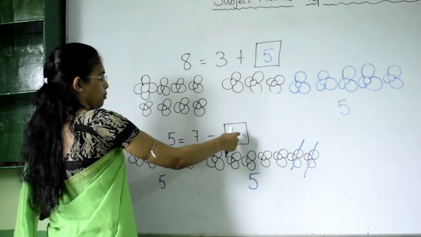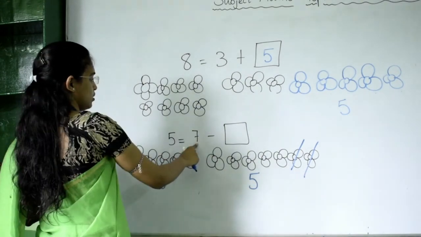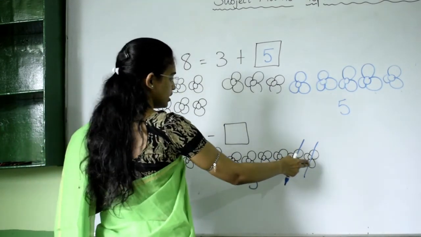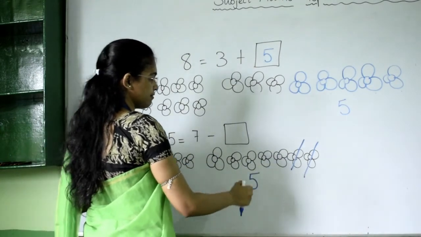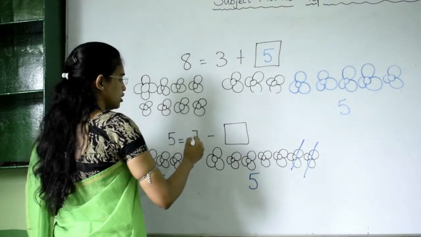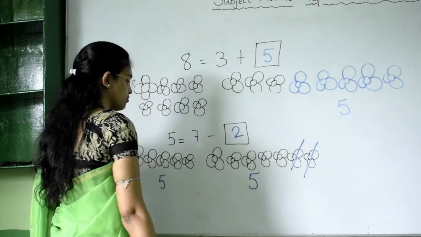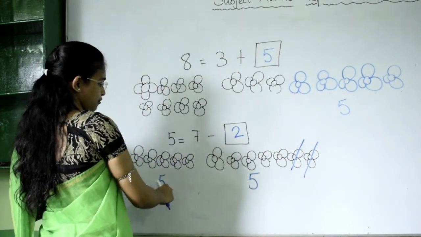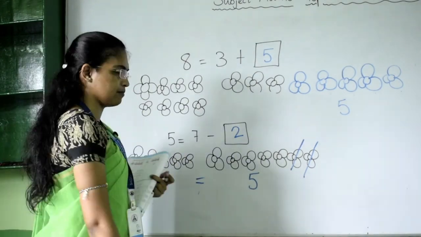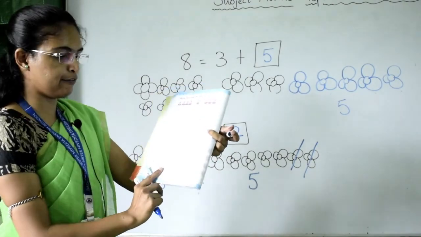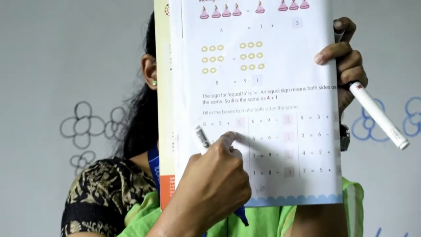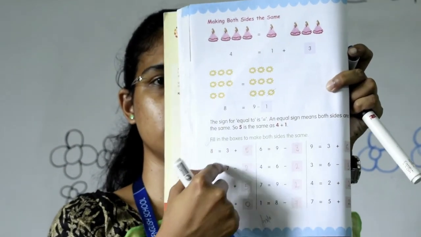So what will be the answer? 7 minus how many flowers have we cut to make it 5? From 7, 2 flowers. 1, 2. We have cut 2 flowers, right? So 7 minus 2 equals 5. So 5 equals 5. That means both the sides are same. So in this way you have to complete all these sums. Okay, this is your homework.